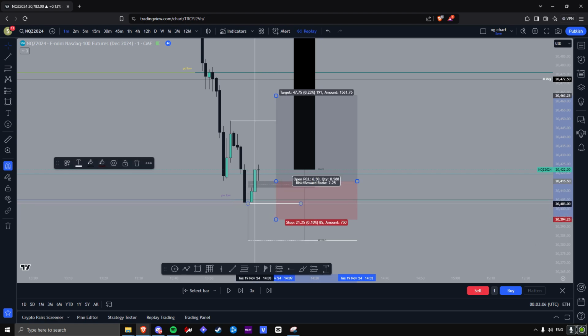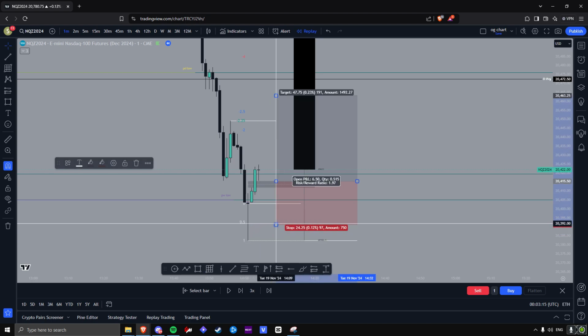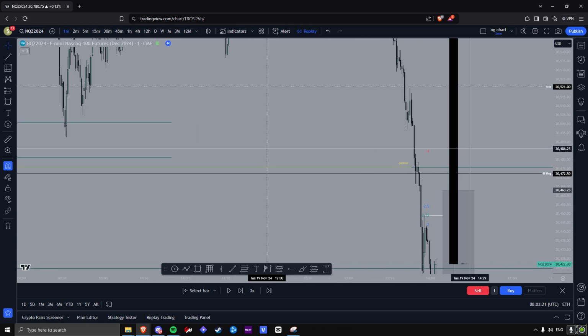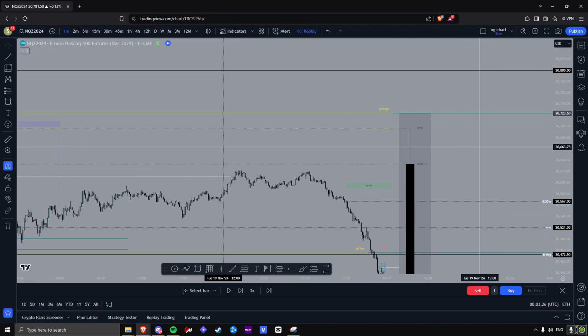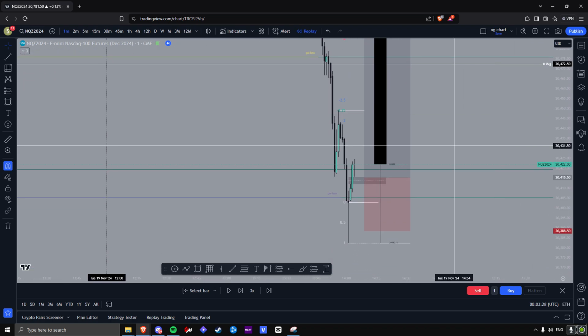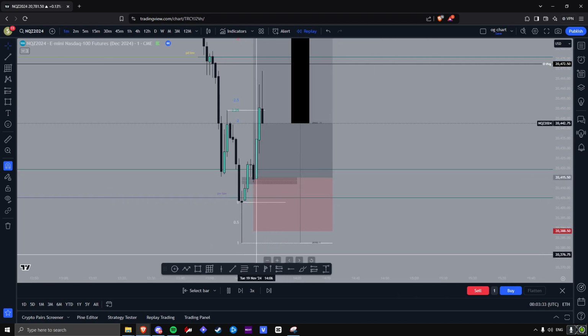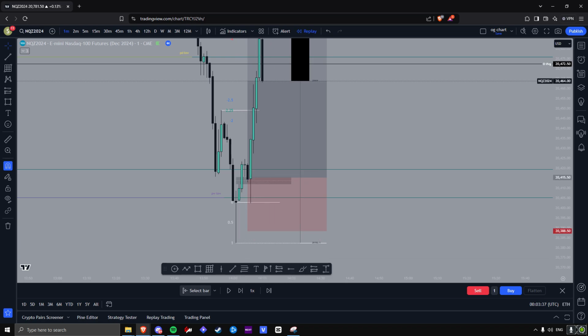And we have the rejection block. So I would tighten up my stop. I wouldn't want to see more than 50% of the rejection block get touched. So I'm going to have my stop at about 75-ish. And then obviously, targets will be figured out later on in the day. The main point now is the entry. So after that, we'll bring it back and then we'll put it on 1x speed.